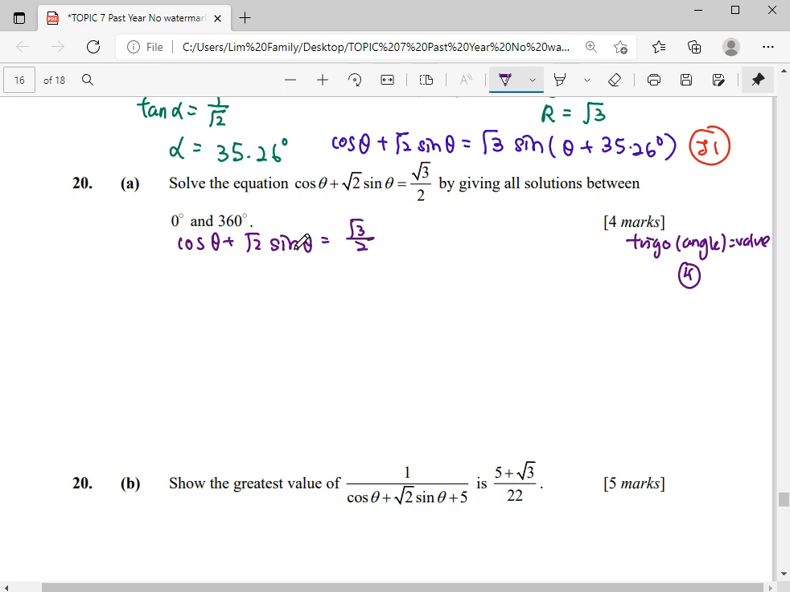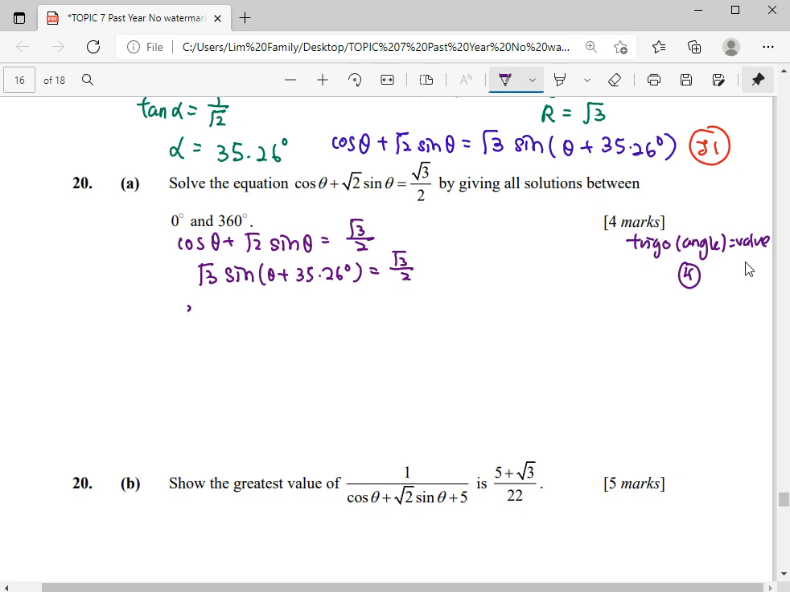For this part, where we have double terms in trigo, we can use their expression here, which equals square root 3 sine theta plus 35.26. So when we use the expression there, we get back to a single trigo. You can see we have a single trigo angle. In order to find the angle theta here, we have to simplify until this format: trigo, angle, value.